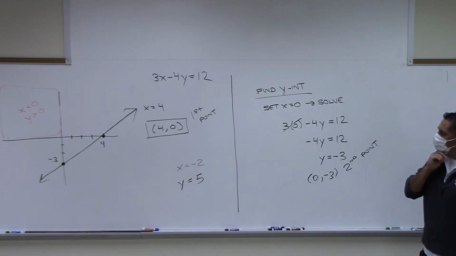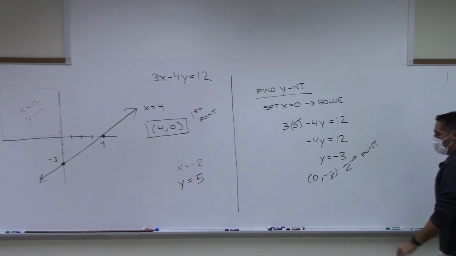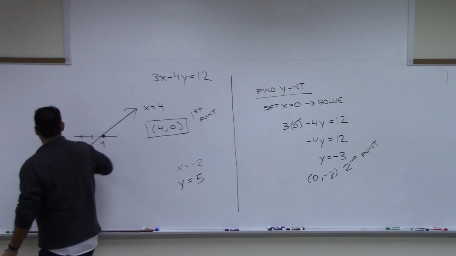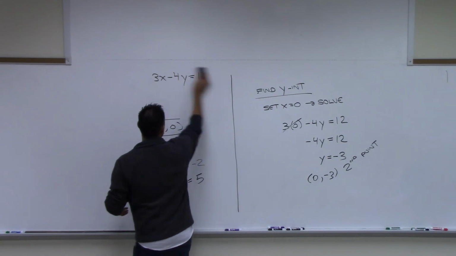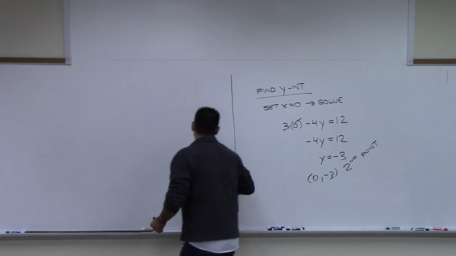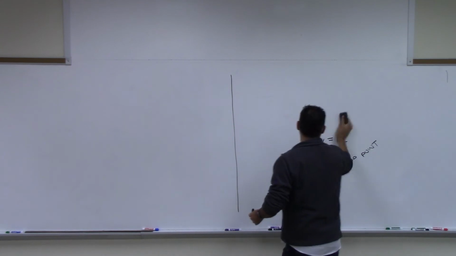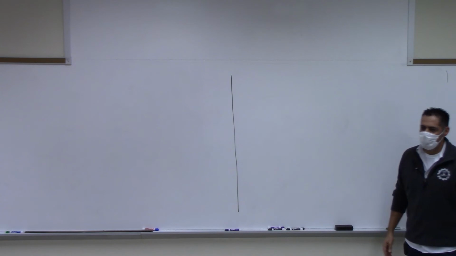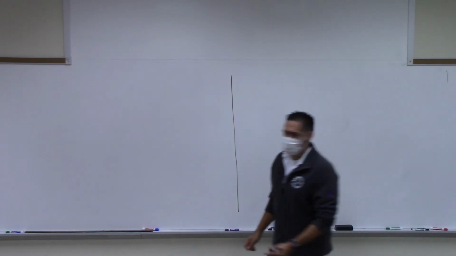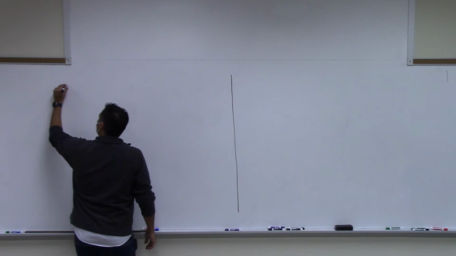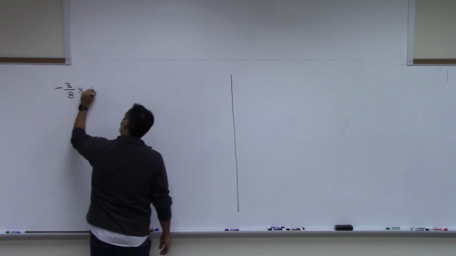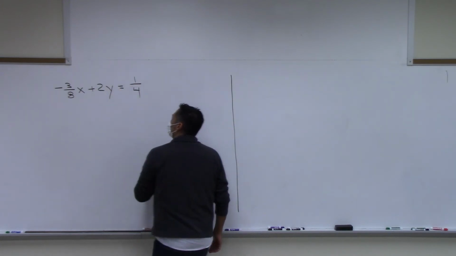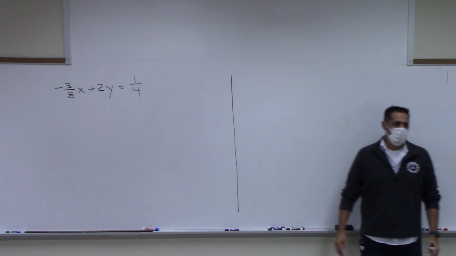Questions? Okay, so this was our first one. This was like a little baby one. Let's try a harder one. It's not like they get much harder, but what do you think I can do to make it harder? Fractions, right? That's always what you can do to make things harder. Throw fractions in there. Y'all ready for some fractions? Let's do some fractions. So how about this? -3/8 x plus 2y equals 1/4. I want us to sketch this.